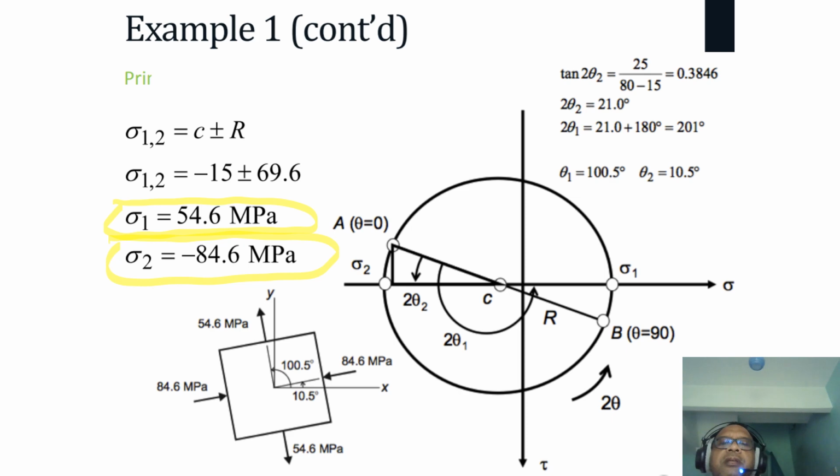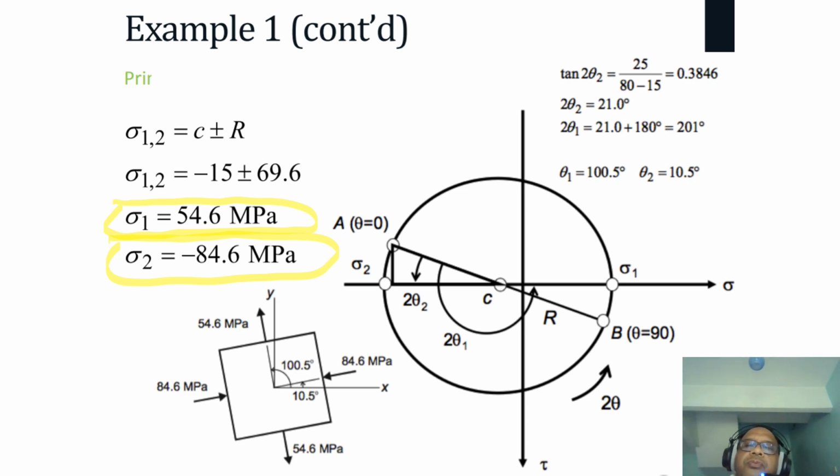You have to rotate by 10.5 degrees to get your theta 1. So theta 1 is here. It has to be rotated about this angle, not much actually. Theta 2 is 10.5 degrees plus 90, which becomes 100.5. So this is how you rotate the element.